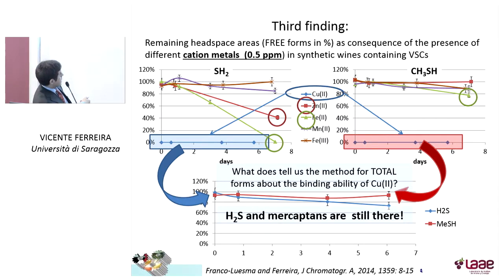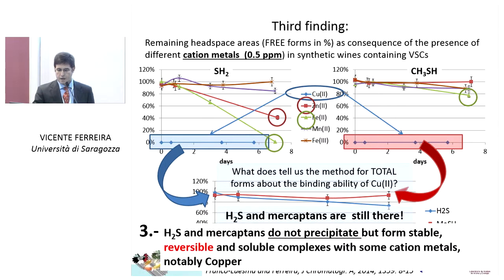Happens that they are still there. Okay? Scopriamo che in realtà l'idrogeno solforato e i mercaptani sono ancora tutti presenti in soluzione nel vino. So this means that hydrogen sulfide and mercaptans do not precipitate, but form stable, reversible, soluble complexes with some cation metals, particularly copper. Di questo vuol dire che l'idrogeno solforato e i mercaptani non precipitano nel vino, ma formano composti stabili, benché reversibili e solubili, con alcuni cationi metallici, in particolare il rame.